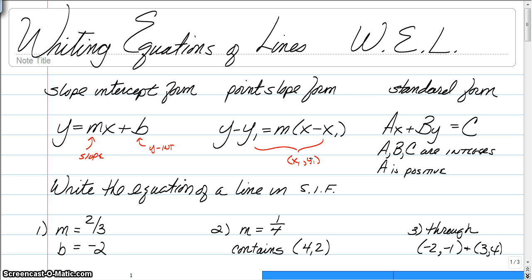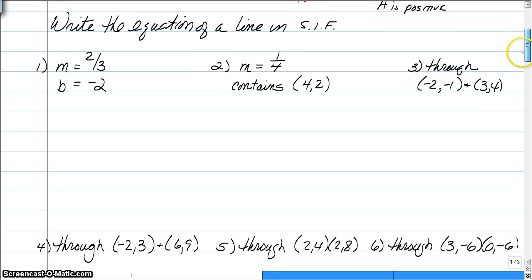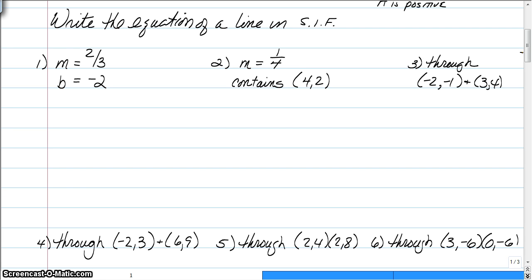And then finally, standard form, that's ax plus by equals c, but a, b, and c have to be integers. You are not allowed to have fractions or decimals. And a always has to be positive. Okay, so those are some of the forms and some of your rules that go along with the forms. So let's start using them. For now, we're just going to say let's write the equation of a line in slope-intercept form.